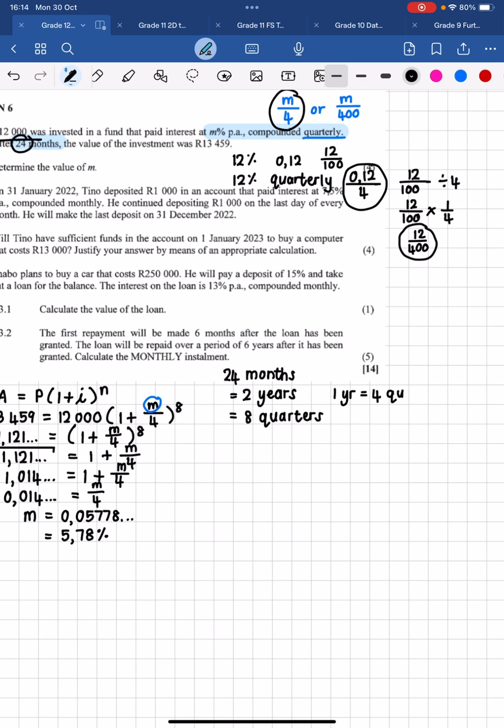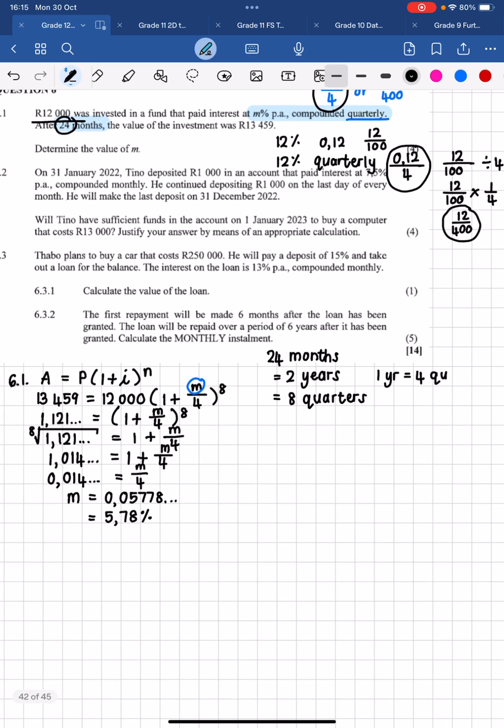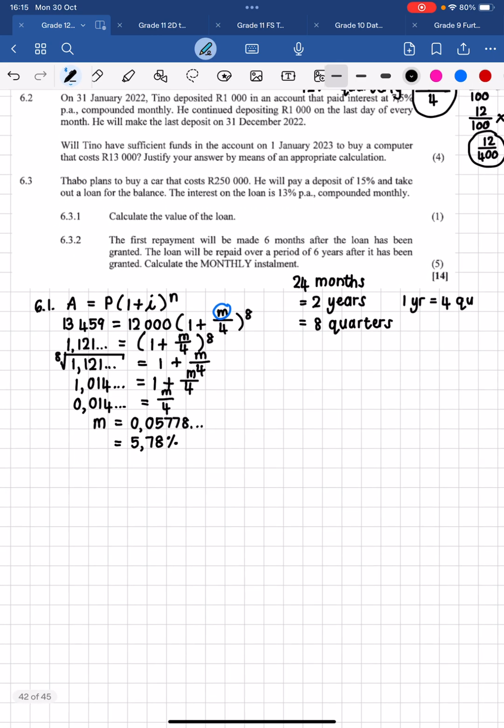Maybe you mean this, m over 4. It was quarterly interest. The m is the percentage per annum calculation that you did. That is how much per annum. You don't have to write that, but this would be 5.78% per annum compounded quarterly. That would be the full answer, but you can just leave it as 5.78%.